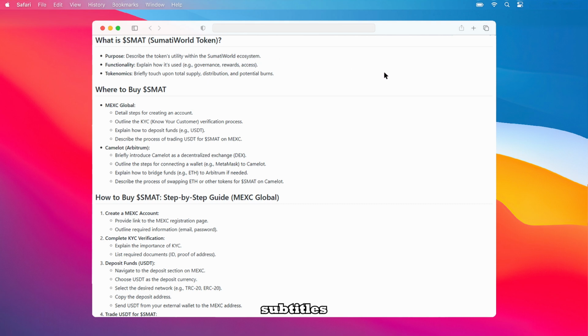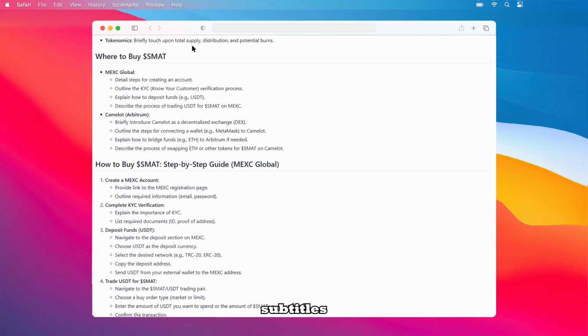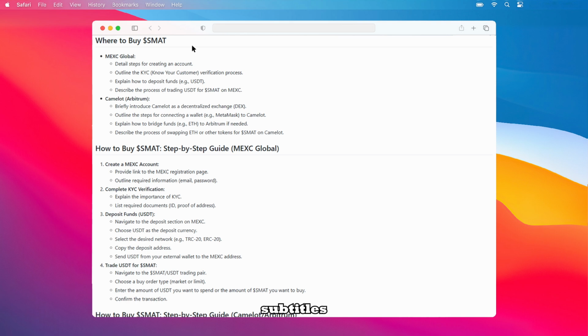Let's cover where you can acquire $SMAT. You have two main options: MEXC Global, a centralized exchange, and Camelot, a decentralized exchange on ARBITRUM. On MEXC Global, you'll need to create an account, go through their KYC, or Know Your Customer, verification process, deposit funds like USDT, and then trade the USDT for $SMAT. Alternatively, on Camelot, you'll need to connect a wallet, like MetaMask, and if necessary, bridge funds like ETH to the ARBITRUM network before swapping them for $SMAT.